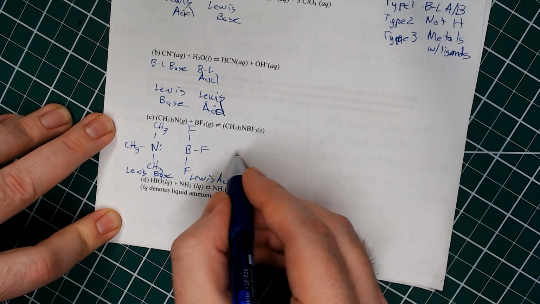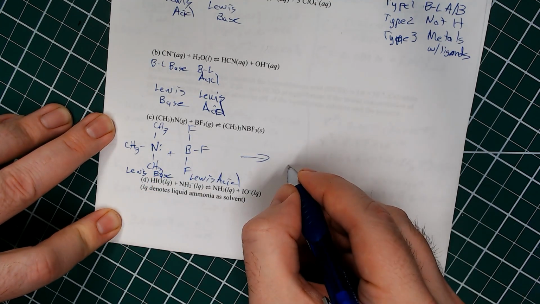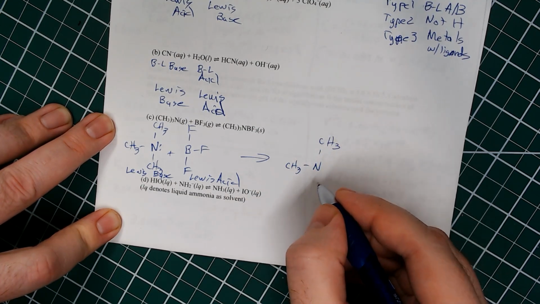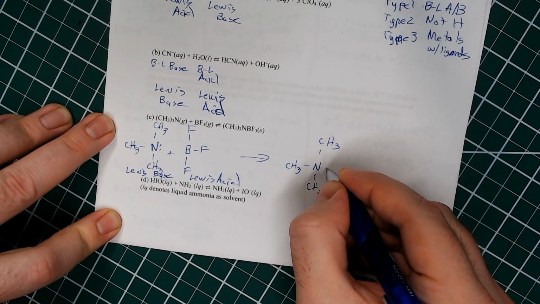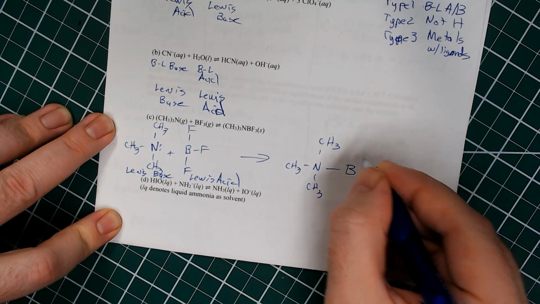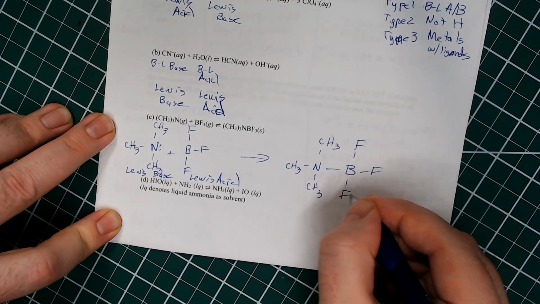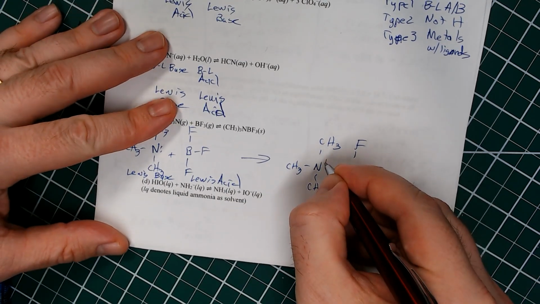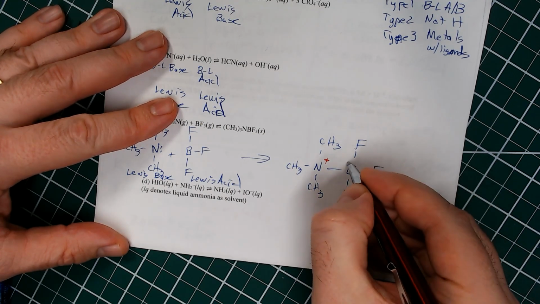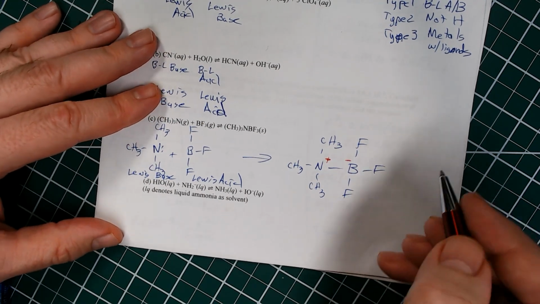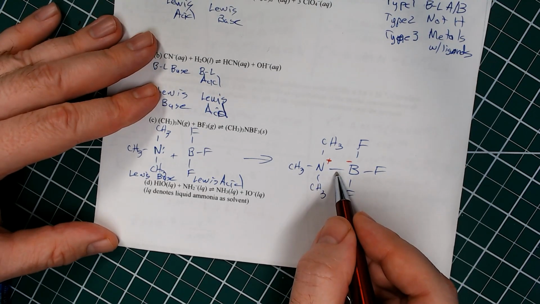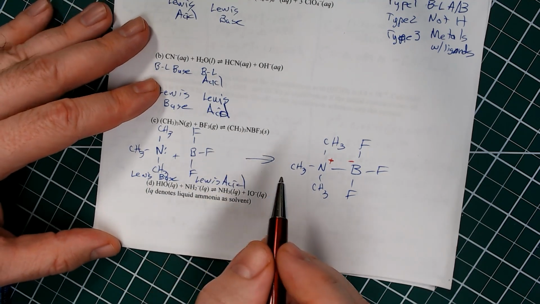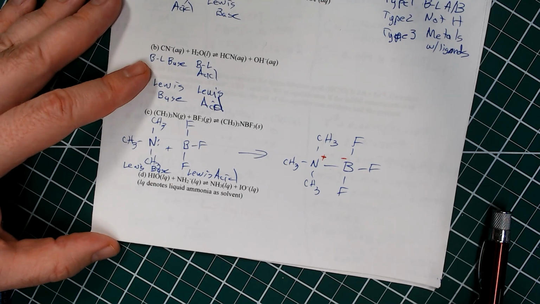In terms of what that final structure looks like, we're going to have CH3, nitrogen, CH3, CH3, boron, fluorine, fluorine, and fluorine. And then if we wanted to put formal charges on here, we could do that. We would have a formal positive charge on the nitrogen and a formal negative charge on the boron. And that would be our new covalent bond between nitrogen and boron. So again, this is acting as the Lewis base. It's donating the pair of electrons. Boron is accepting that pair of electrons, so it is the Lewis acid.